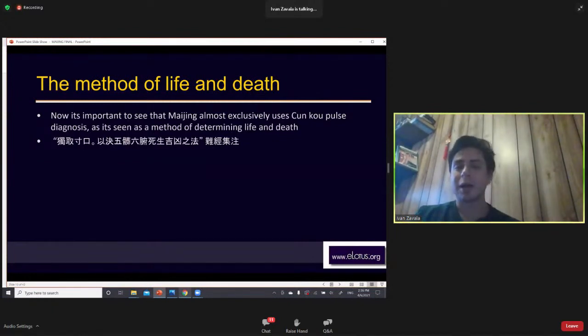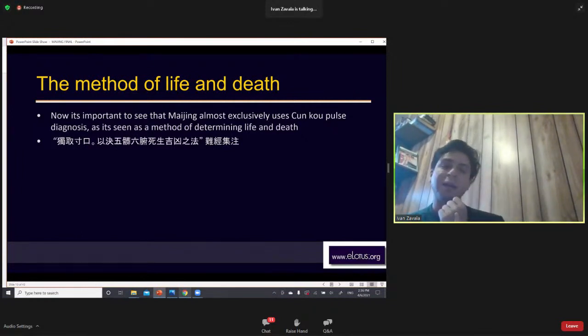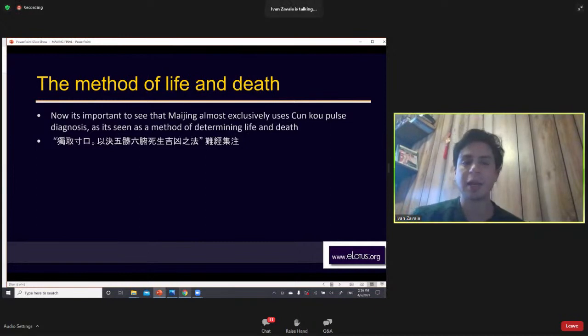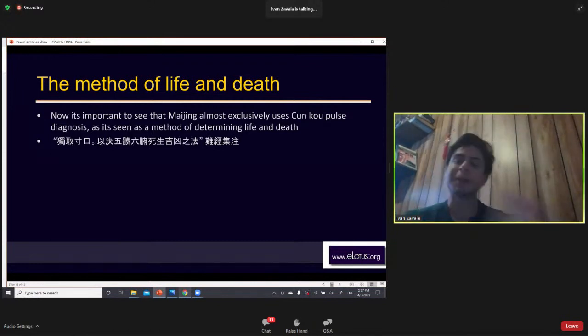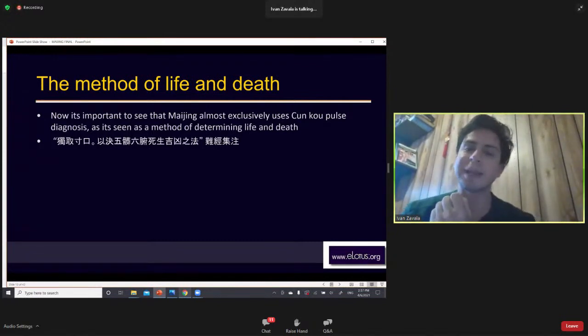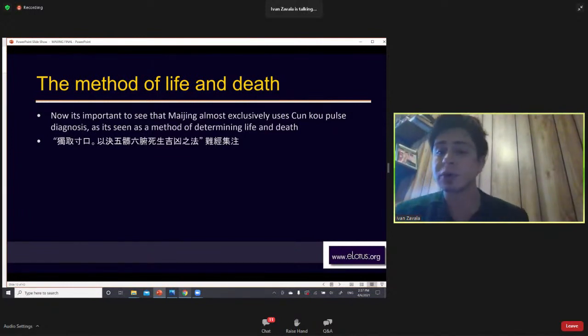exclusively, right, uses the Chunko pulse diagnosis, as a method of determining life and death, right? So it is a method able to predict the life and death of the 5 Zang and 6 Fu, right? And what I mean by Chunko is basically the radial artery, right? Because we have to understand that, first of all, you have to see that the pulse is seen as the method of predicting life and death, right?